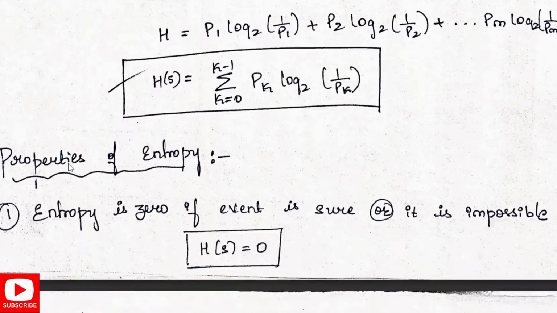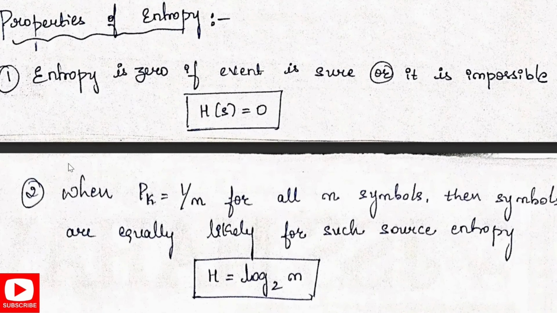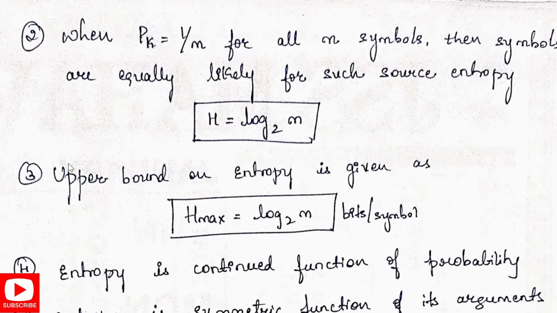Coming to the properties of entropy, the first property is that entropy will be 0 if the event is sure or impossible. That is, H of S is 0 when it is sure, or when it is impossible. Next, when Pk is equal to 1 by M for all the M symbols, that is, the symbols are equally likely, then the entropy for such a source is given as H is equal to log 2 M.